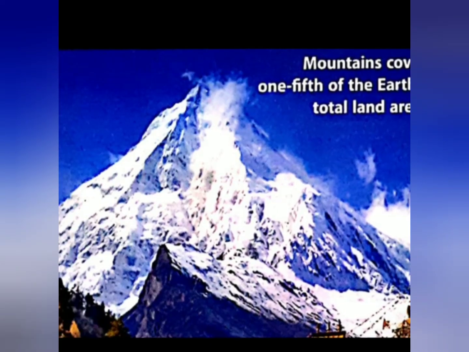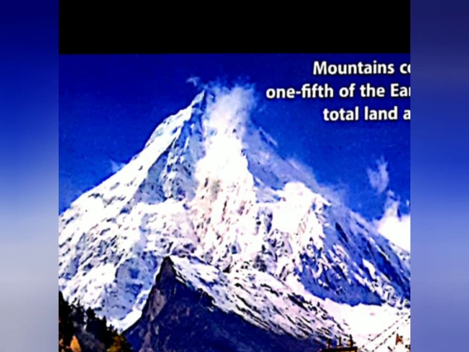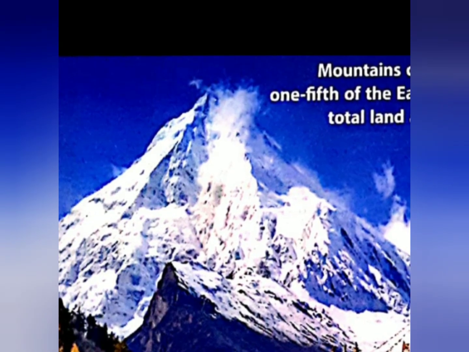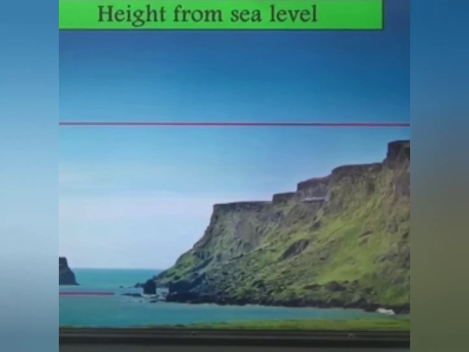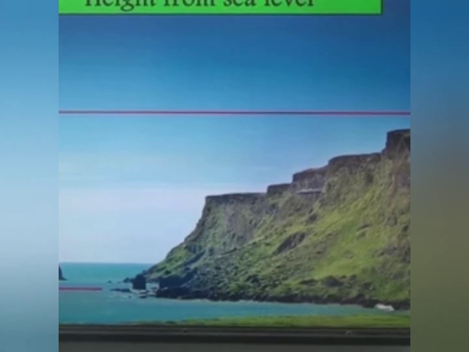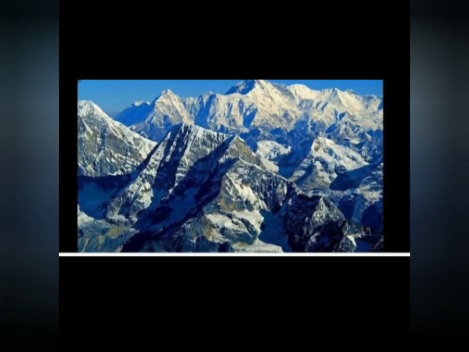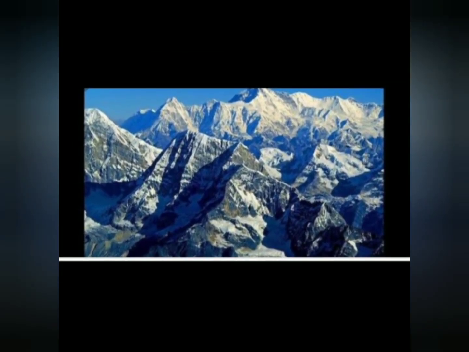You all love to go to the mountains, no? You like hilly areas, the scenic beauty of the mountains. You appreciate it. So a mountain is a landform which rises more than 900 meters above the sea level. So 20% of the land area is covered by mountains. Mountains have very steep slopes.